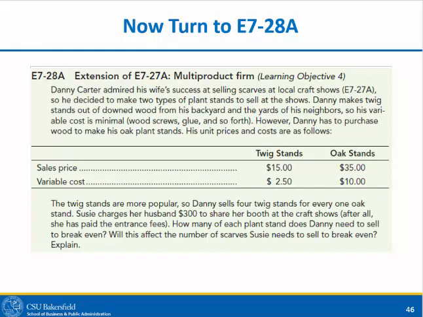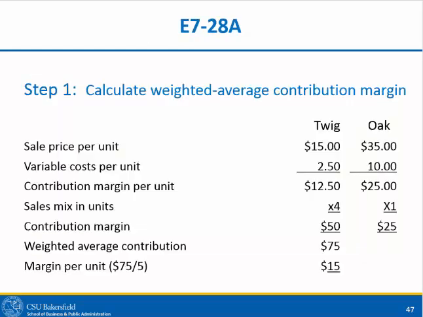So now I'm going to find the weighted average contribution margin for you guys. So if you look at the twigger and oak stands, we have their sales information and variable cost information. So we start with the twigger first.